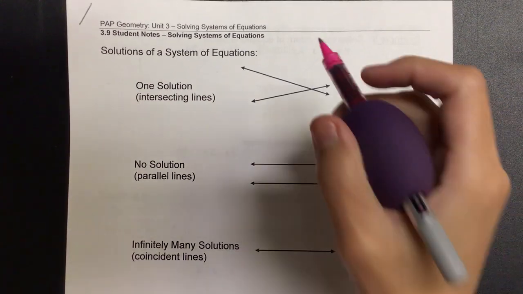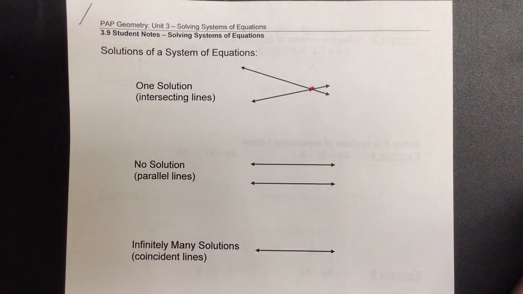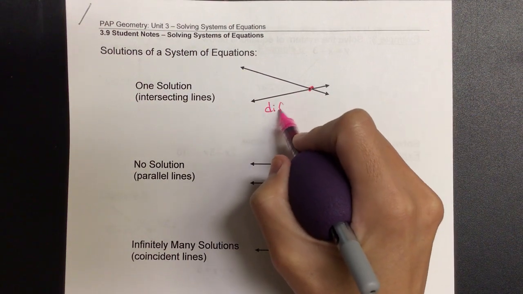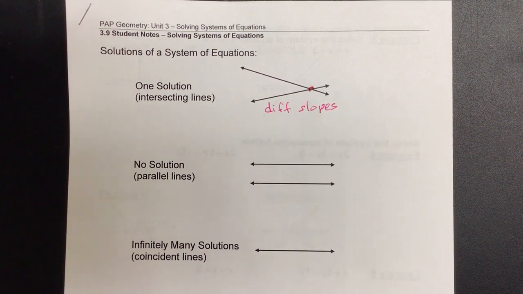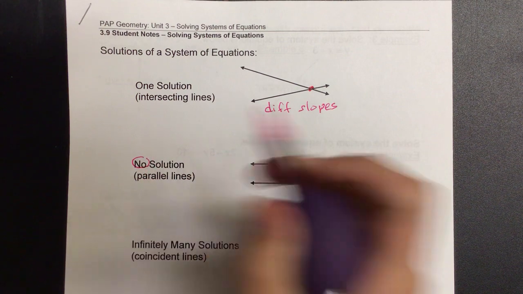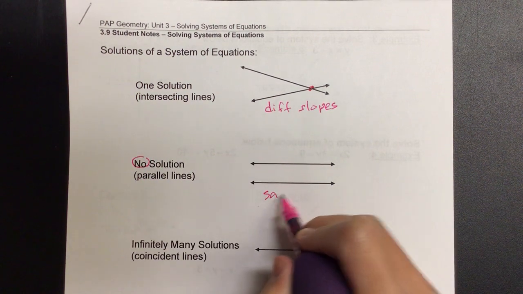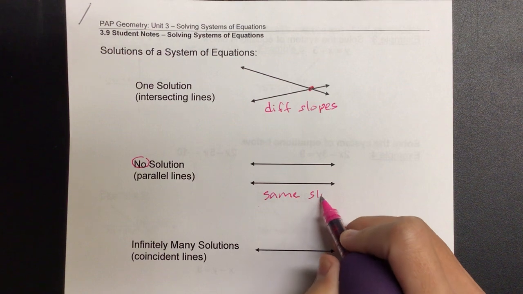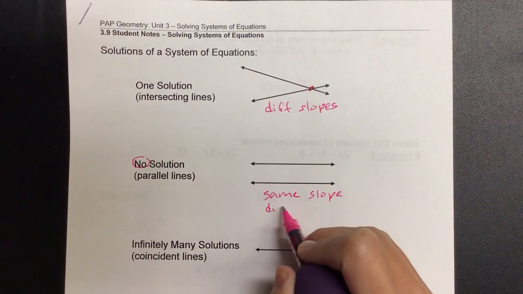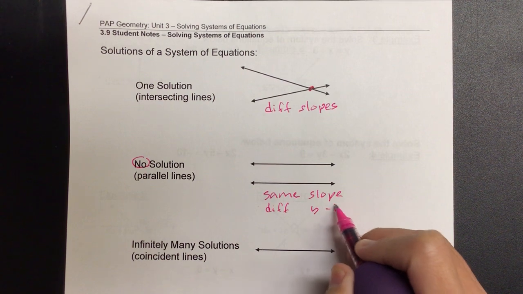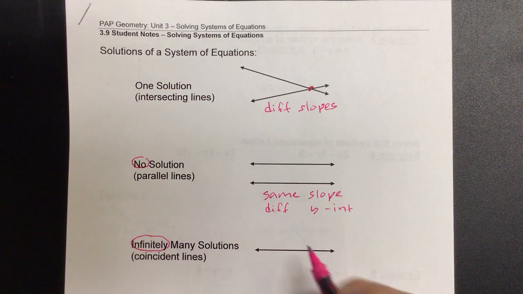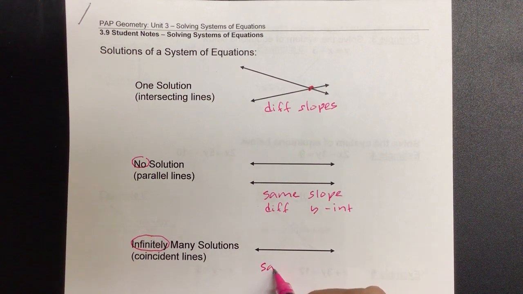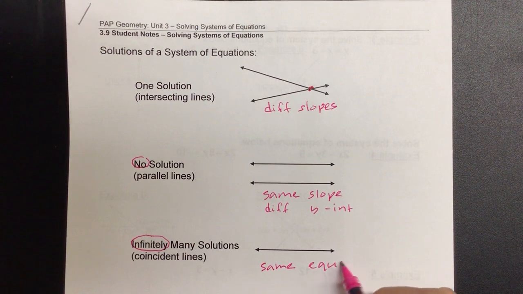So if we have lines that intersect, that means we have one solution, and that happens when we have different slopes. And if we have no solution, we have parallel lines, and the condition will be the same slope, but different what? Very good, different y-intercept. And then coincident will be right on top of the other, infinitely many. So it'll be the exact same equation. So if you want to say same slope and same y-intercept, that will mean the same thing.